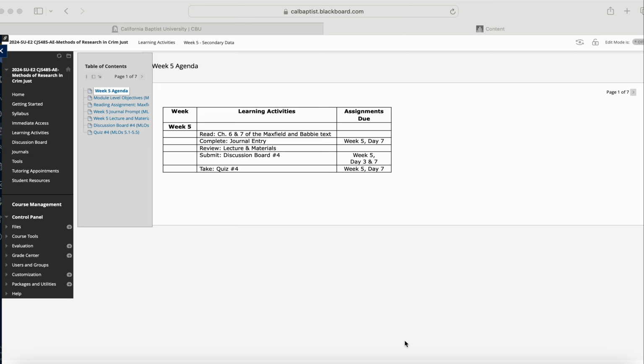So here in week 5, if we have an overview of our activities, our reading comes out of chapters 6 and 7 of the Maxfield and Babbie text. We have a journal entry assignment, some lecture and materials, a discussion board, and a quiz. So 3 deliverables this week: journal entry, discussion board, and quiz.